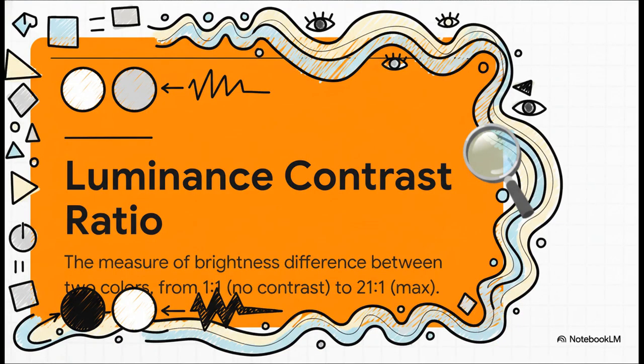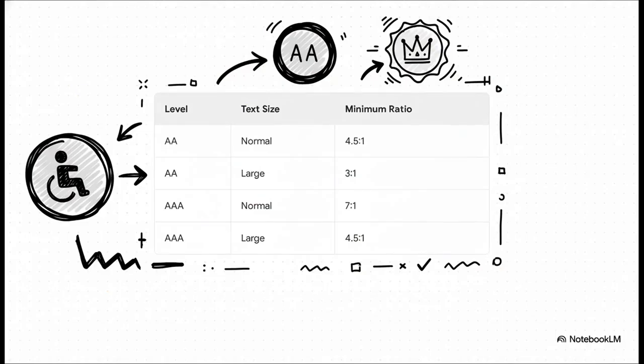Now, the science behind all these rules really comes down to one core idea, the luminance contrast ratio. It sounds super technical, but it's just a fancy way of measuring the difference in brightness between two colors. The scale goes from 1 to 1, which is 0 contrast, think white text on a white background, all the way up to 21 to 1, which is the maximum contrast you can get, pure black on pure white. And that ratio is what tells us if we're meeting the standards.